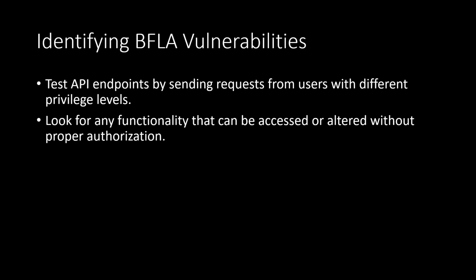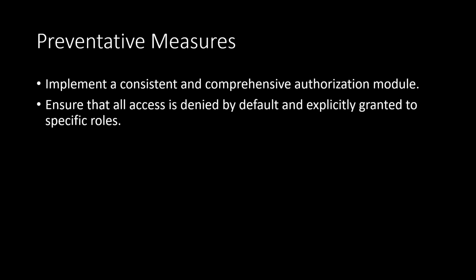To identify BFLA vulnerabilities, test your API endpoints by sending requests from users with different privilege levels. Look for any functionality that can be accessed or altered without proper authorization checks. Preventing BFLA involves implementing a consistent and comprehensive authorization module. Ensure that all access is denied by default and explicitly granted to specific roles. Review your API endpoints against function-level authorization flaws, considering the application's business logic and group hierarchy. Time to speak about the next risk from the list.